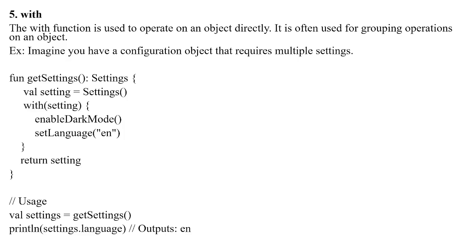And in the last, we will see what these object references are. Let and also return the it object reference, and run, apply and with use the this object reference. Let, run and with return the lambda result, whereas apply and also return the object itself.